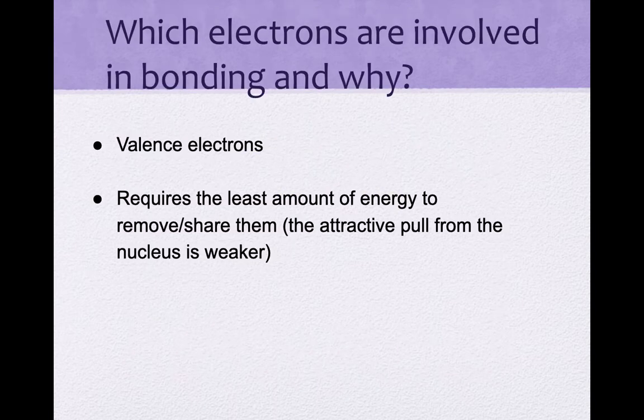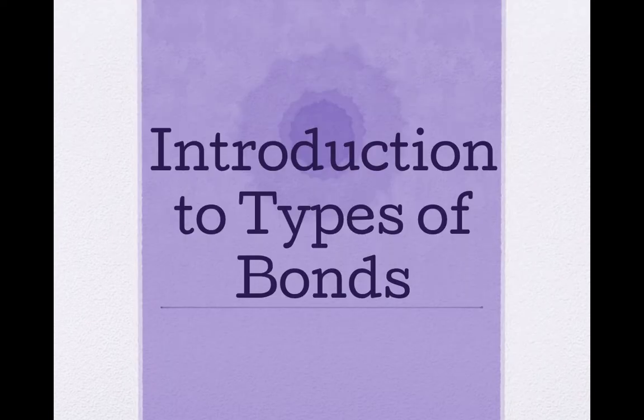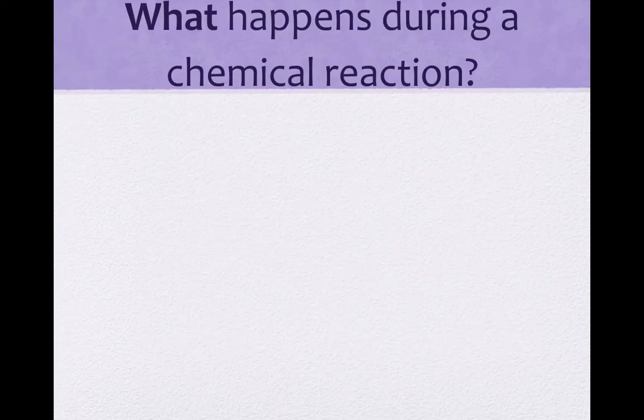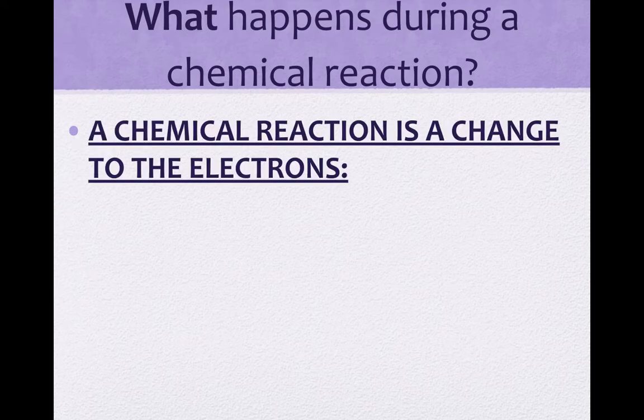So which electrons are involved in bonding and why? These are your valence electrons because they require the least amount of energy to remove or share them. The attractive pull is much weaker because it's further from the nucleus. The farther you move from the nucleus, the weaker the pull. There are 3 types of bonds that all of these elements will form, okay? And we're going to talk about each one of those.